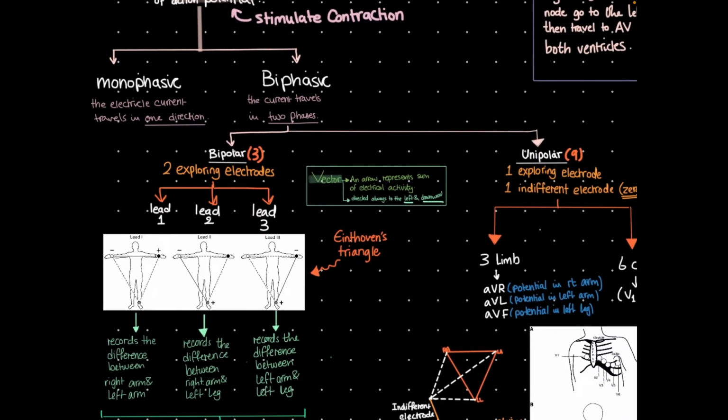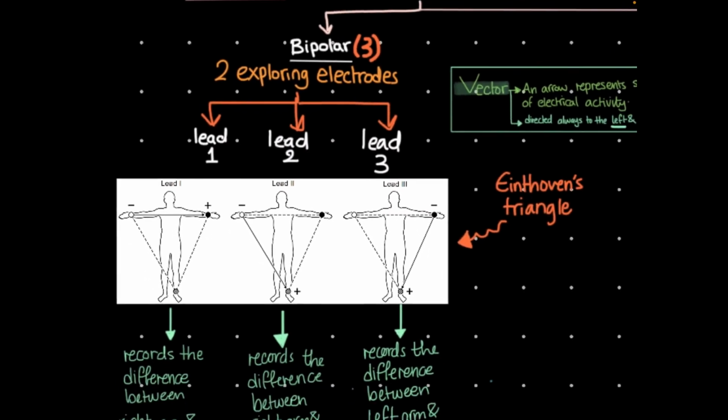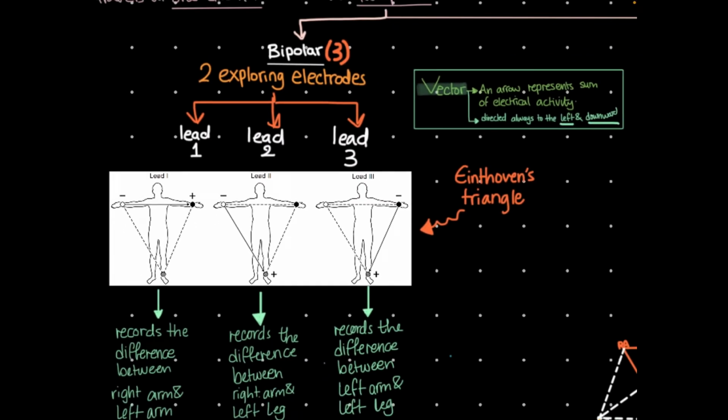Biphasic is divided also into unipolar and bipolar. In the bipolar, we use two poles that are exploring. That means that the two poles have a polarity.